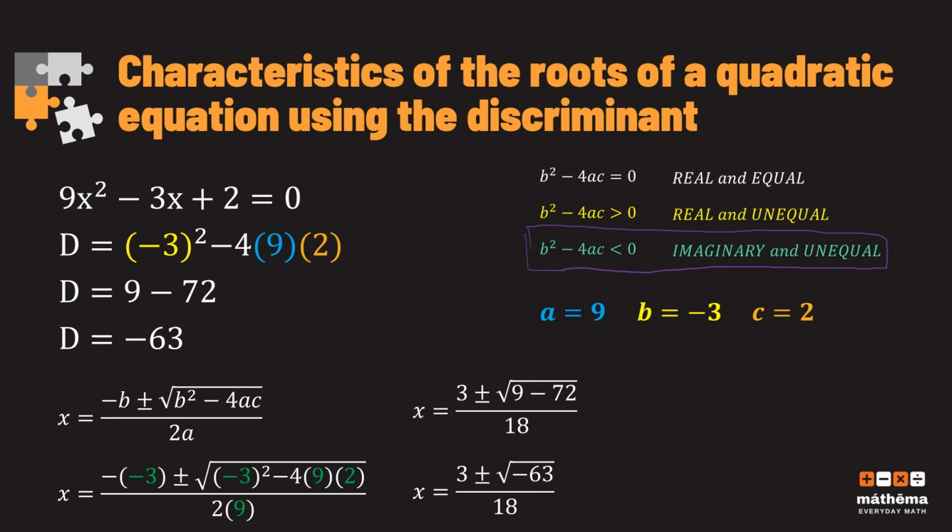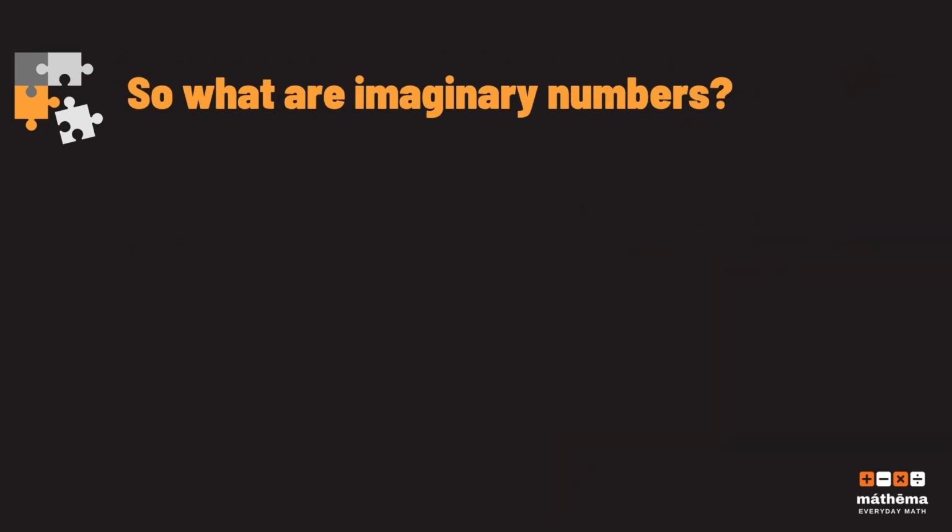Now, if you notice here, we actually have a negative square root. If we are going to use our calculator to find the value of the square root of negative 63, it will give us an error. So this is an example of imaginary numbers. From this, what are imaginary numbers?